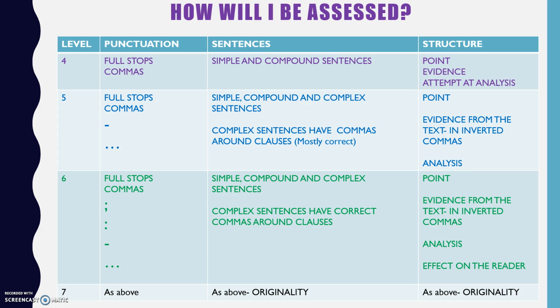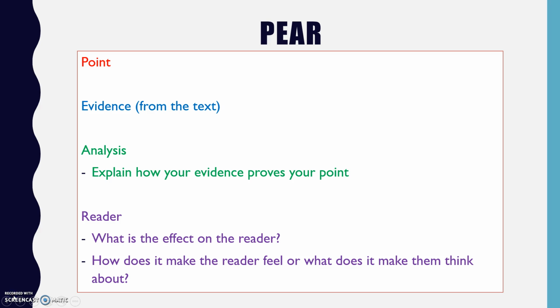For level 7, it's all of the above, plus a reminder of what the paragraph stands for. Your P is for point, your E is evidence, your A is analysis, where you explain how your evidence proves your point, and R stands for what is the effect on the reader, or how does it make the reader feel, or what does it make them think about.